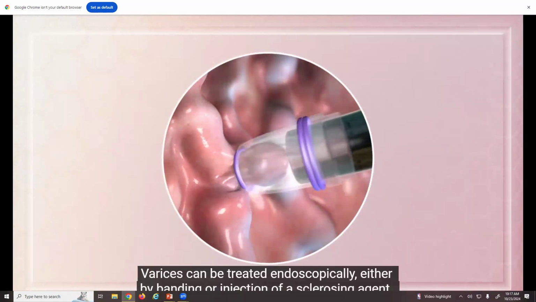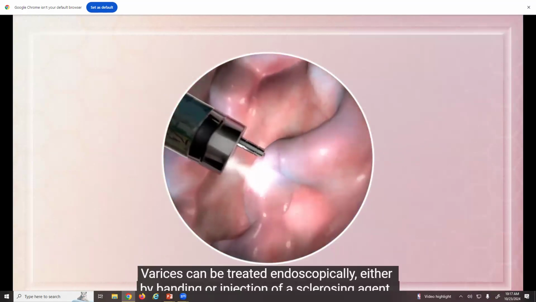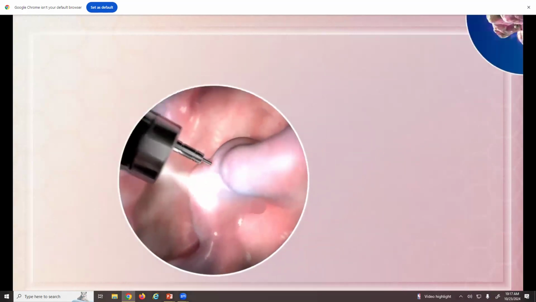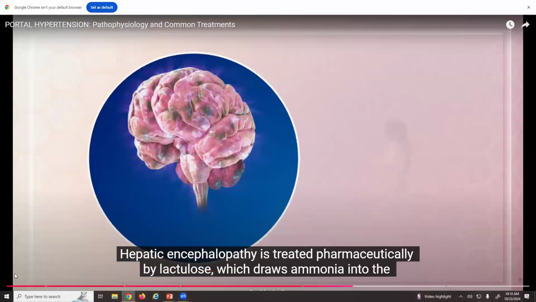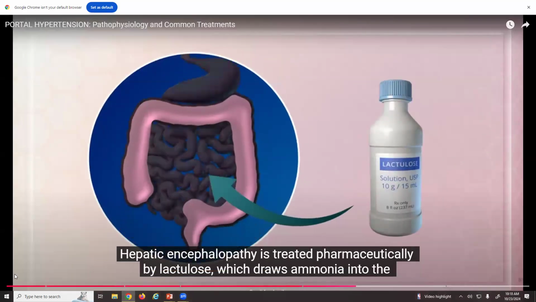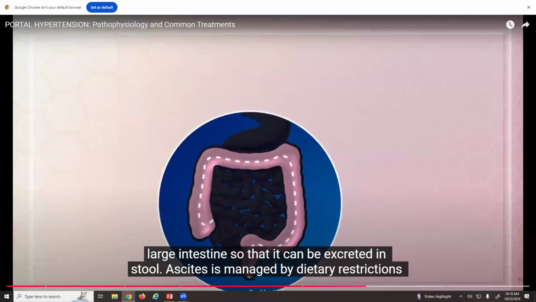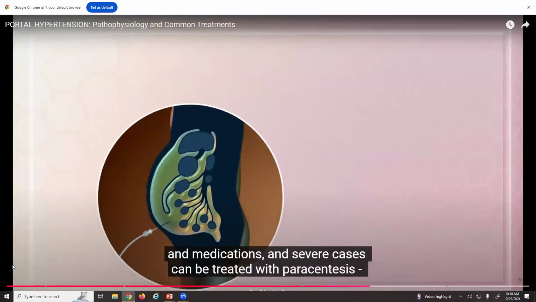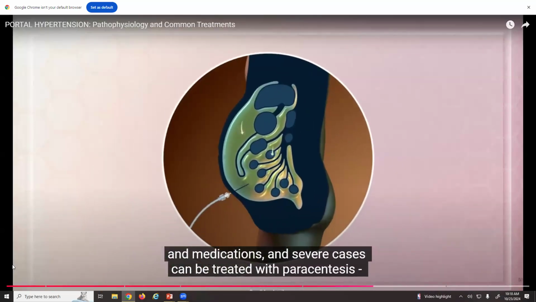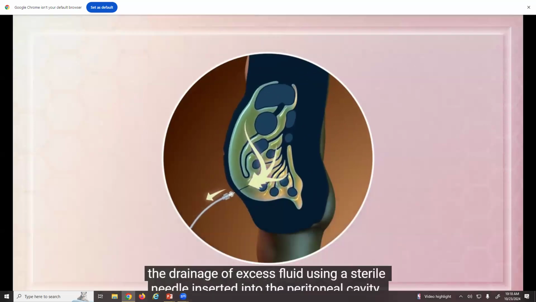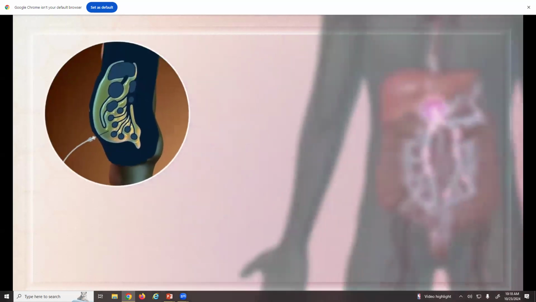Varices can be treated endoscopically, either by banding or injection of a sclerosing agent. Hepatic encephalopathy is treated pharmaceutically by lactulose, which draws ammonia into the large intestine so that it can be excreted in stool. Ascites is managed by dietary restrictions and medications, and severe cases can be treated with paracentesis, the drainage of excess fluid using a sterile needle inserted into the peritoneal cavity.